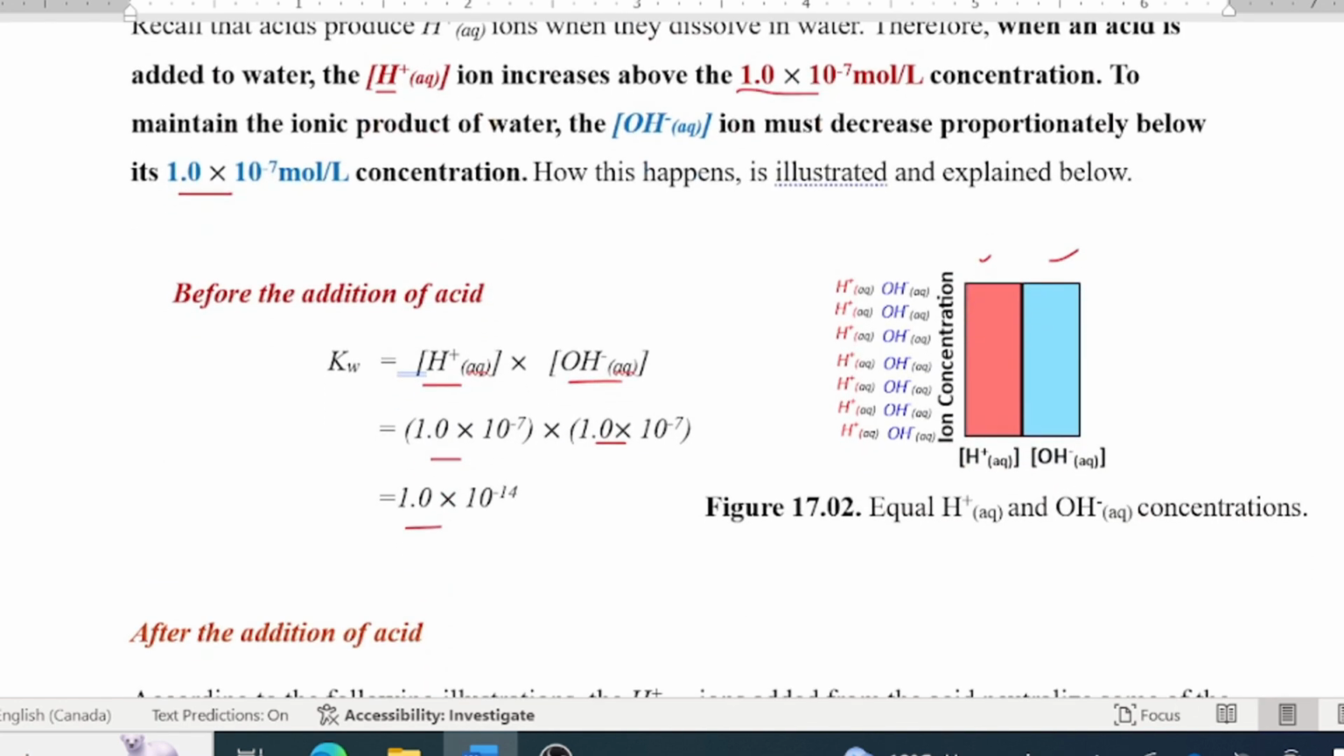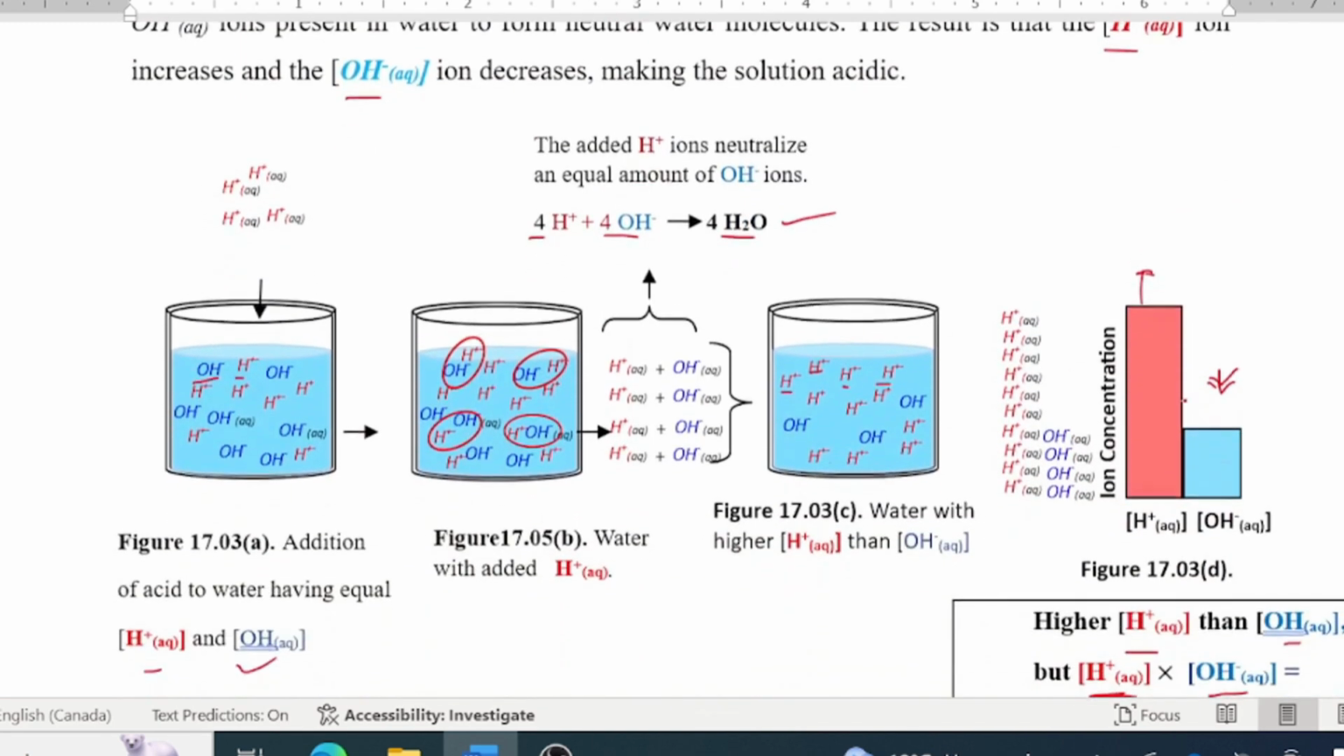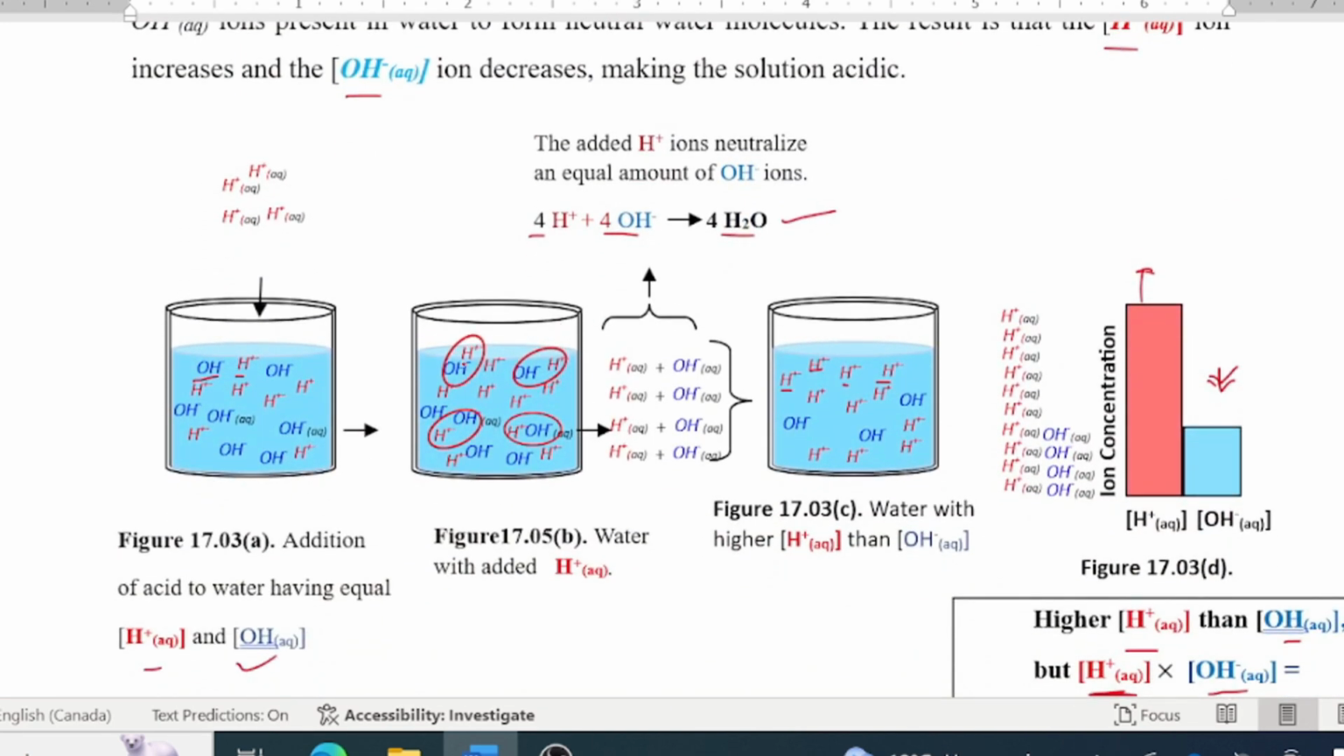When you add acid to water or base to water, some things happen. Initially, water at 25 degrees has an equal concentration of H and OH, and this is the product here. When you add an acid, the acid is holding on to some of the OH and reacting with it to produce water. In the end, you end up with a higher concentration of H plus than OH. That's what makes this solution become acidic, because the concentration of hydrogen gets higher and the concentration of OH gets lower.